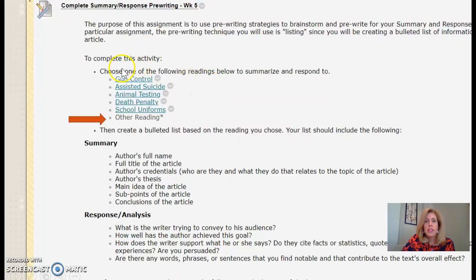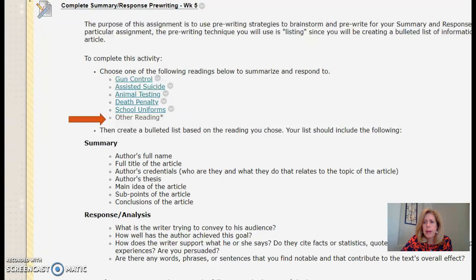You are provided with several articles to use for your pre-writing. Okay? Please notice I put a little red arrow here. Other reading. You may choose, if you don't want to use any of these topics, it's perfectly fine for you to choose a different article. I would like for you to run the topic by me, but other than that, it should be just fine, and you choose your own article that you want to read and summarize and write about.